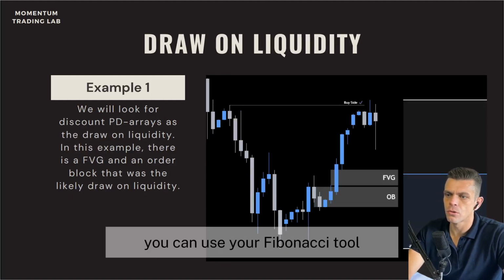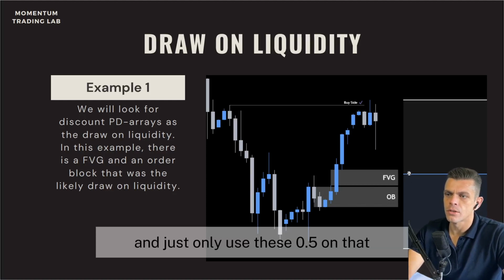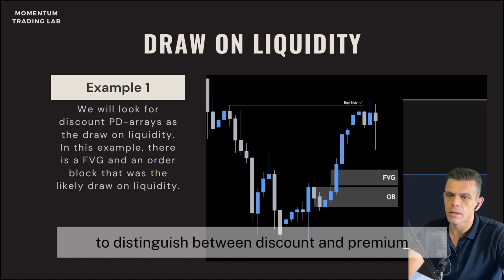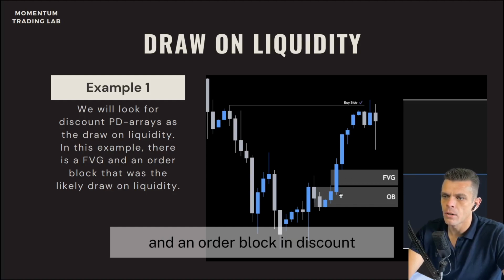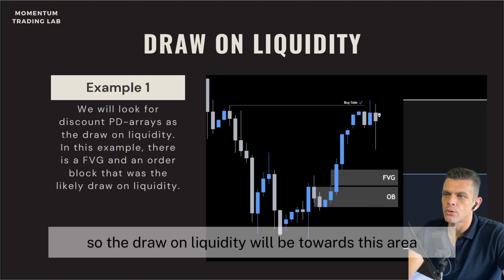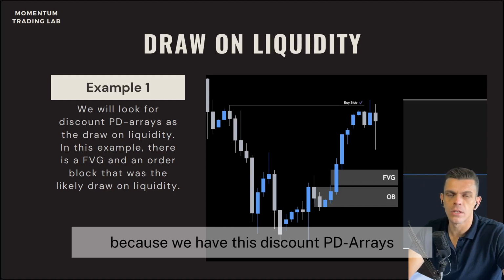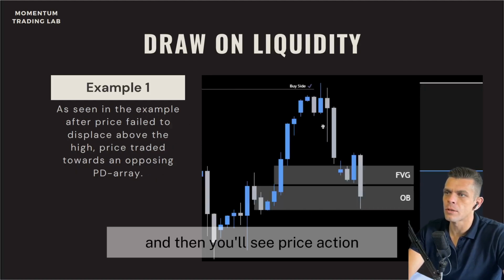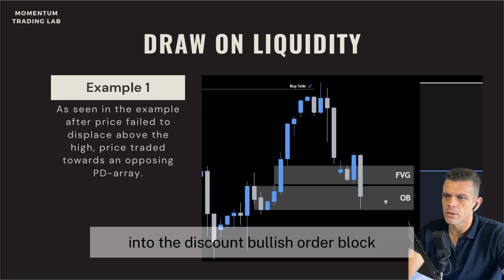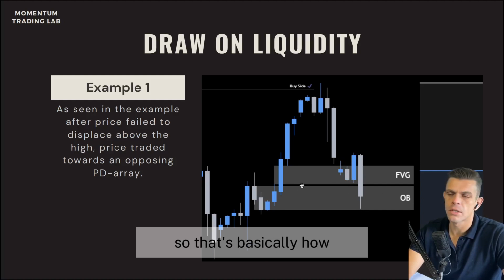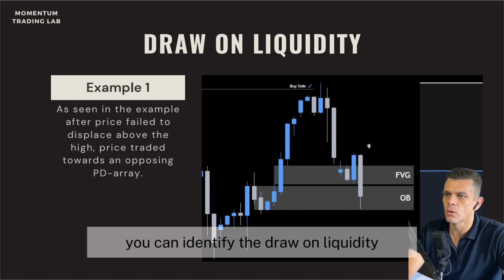Right, so you can use your Fibonacci tool and only use the 0.5 on that to distinguish between discount and premium. So now we have identified that there is a fair value gap and an order block in discount. So the draw on liquidity will be towards this area because we have these discount PD arrays. And then you'll see price action traded straight through the fair value gap into the discount bullish order block. So that's basically how you can identify the draw on liquidity.